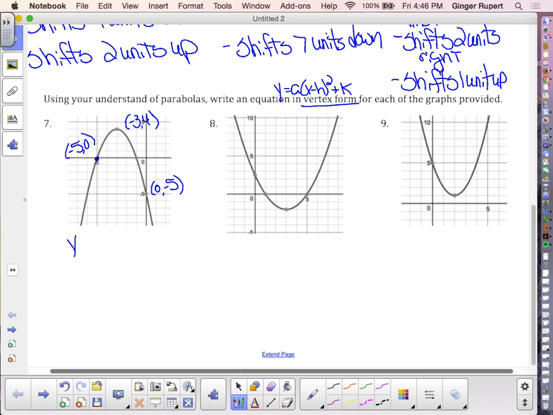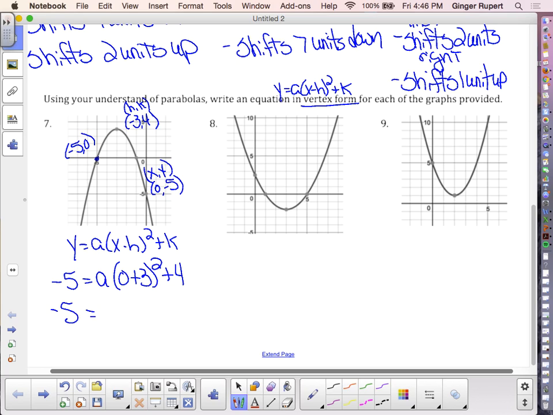So looking at y is equal to a times x minus h squared plus k, the vertex is h, k, and then pick either of these 2 points as the other point x, y. Substitute all of those values in, so y is minus 5. A you don't have, that's what you're looking for. x is 0. h is negative 3, that's going to make it plus 3 squared, and k is 4. So I have minus 5 is equal to 9a plus 4.